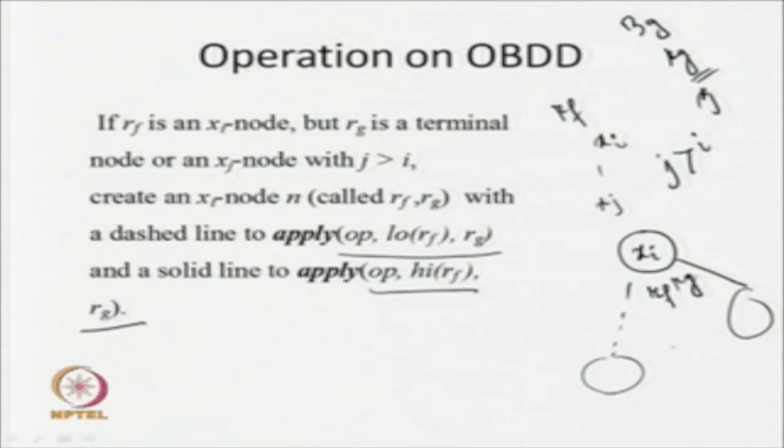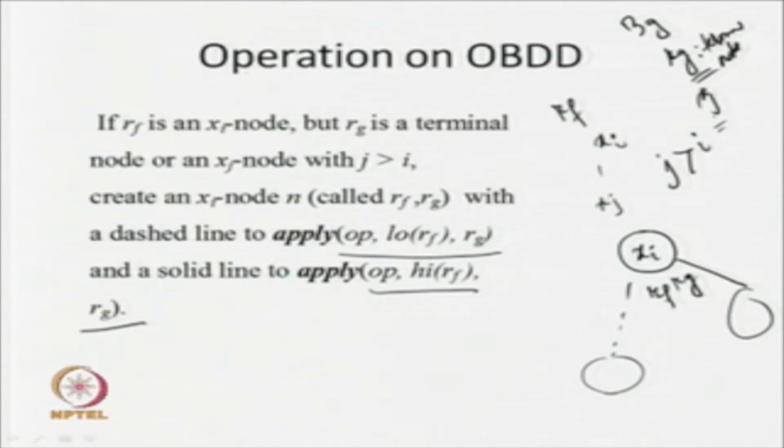So, here RF is an xi node, but RG is a terminal node or it is an xj node. Here I am talking about an xj node, j is greater than i, or it may happen that RG may be a terminal node also, then the treatment will be the same. We will see in that case what we are going to do.